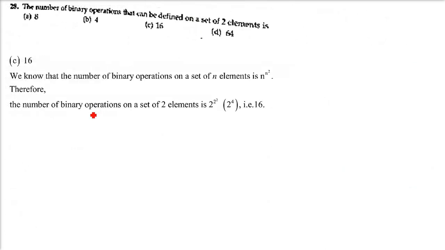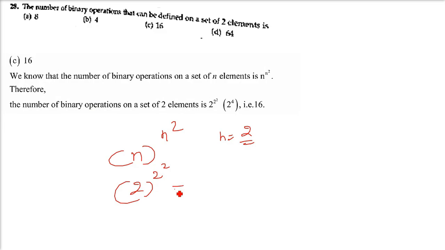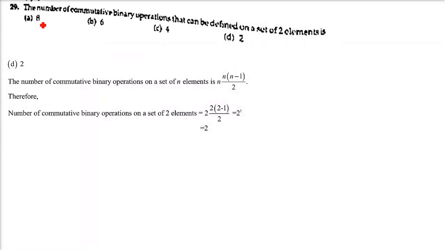The number of binary operations that can be defined on a set of 2 elements. The number of binary operations that can be defined on a set of n elements is given by n raised to the power n squared. When we have 2 elements, n equals 2. So it will be 2 to the power 2 squared, which is 2 to the 4, which is 16. The answer is 16.